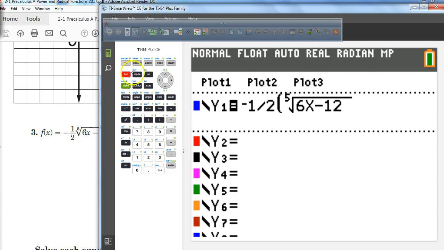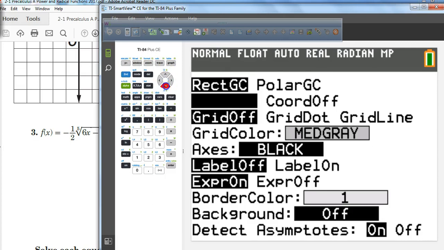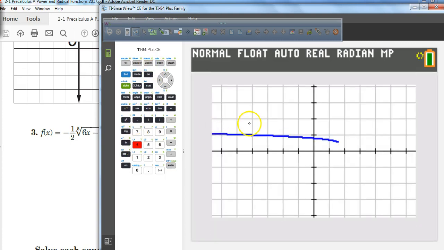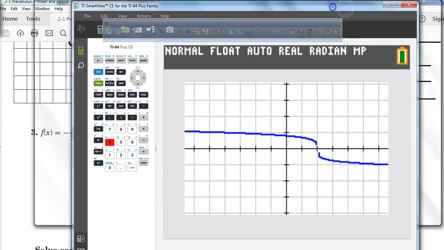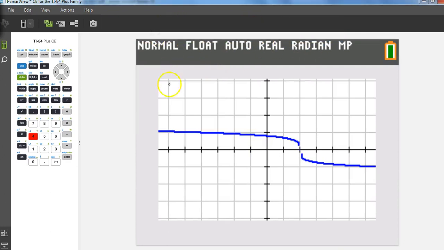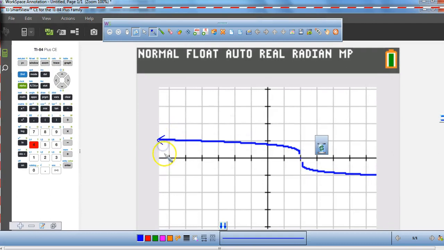Okay. I'm going to turn my grid lines on. So second zoom, turn the grid lines on. Okay. And I'm going to hit zoom number 4. Take a look at this graph. So let's think about where this graph is heading over here. Well, over here the x's are going definitely to negative infinity, and over here these x values are going to positive infinity. But where is the graph eventually going? Is this going up or is this going down?